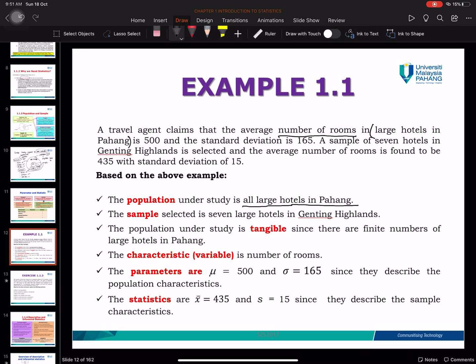The most important word here is all, to show that it is a complete collection. So all large hotels in Pahang. What is a sample? A sample of 7 hotels. It is clear that the 7 hotels here is a sample, that's why you have a sample of 7 hotels in Genting Highlands. So the population here is large hotels in Pahang. We can count how many large hotels there are in Pahang, that's why it is tangible. The variable is the number of rooms. How do we define the variable? We calculate something from what? We calculate average from what? We calculate variance from what? That is your variable.